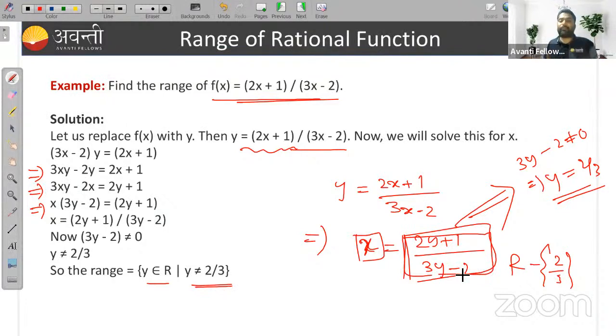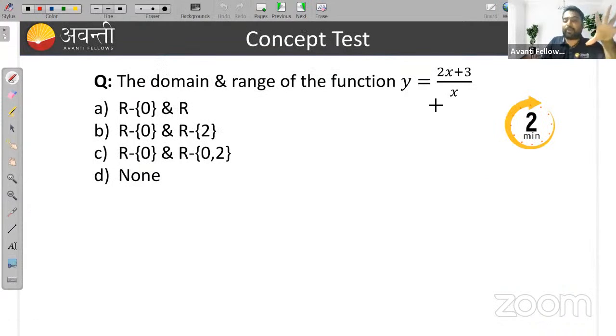So in this way we can find the range of a rational function. Okay. So here you have a concept test. You have to find the domain and range of the function y is equal to (2x plus 3) by x. Right? Let's try to find the domain and range of this function. It's very simple. Try to find which of the following options are correct. Let me know in the chat box, guys.